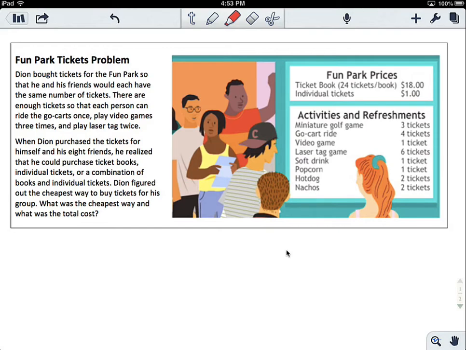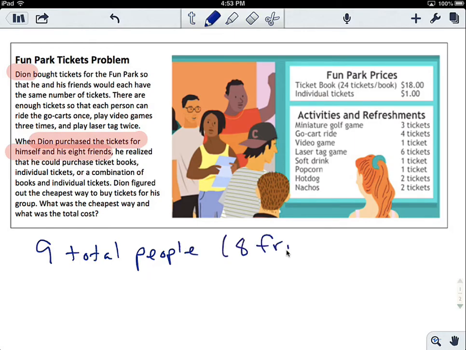I think probably the trickiest thing is that you have to realize how many people are actually involved. We did see quite a few people on the test claim that there were 8 people going to this arcade of fun. That's not the case at all. If you look really carefully, there are actually 9. Dion has 8 friends, but Dion is also going to go through this arcade. So the first thing I noticed that I want to mention in the understand step is there are 9 people. So 8 friends plus Dion is the way I think about that. So that's one tricky thing.